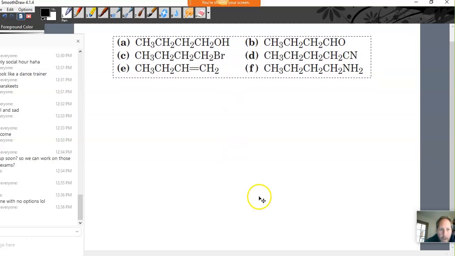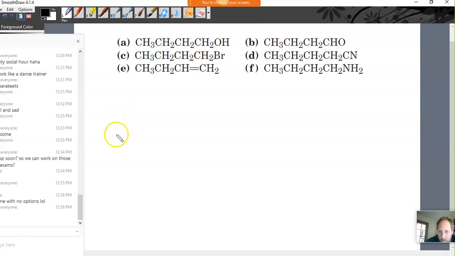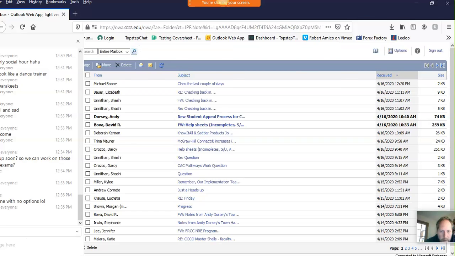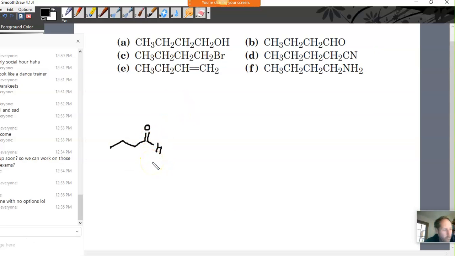Okay, so you're starting from, what did it say? Butanoic acid? Butanoic acid. So, this is your starting reagent, right? Or is that what you're synthesizing? It doesn't really matter. I think this is what you're starting with. And you're making the alcohol, making the bromide, making the alkene, the aldehyde, the nitrile, or the amine. Okay?